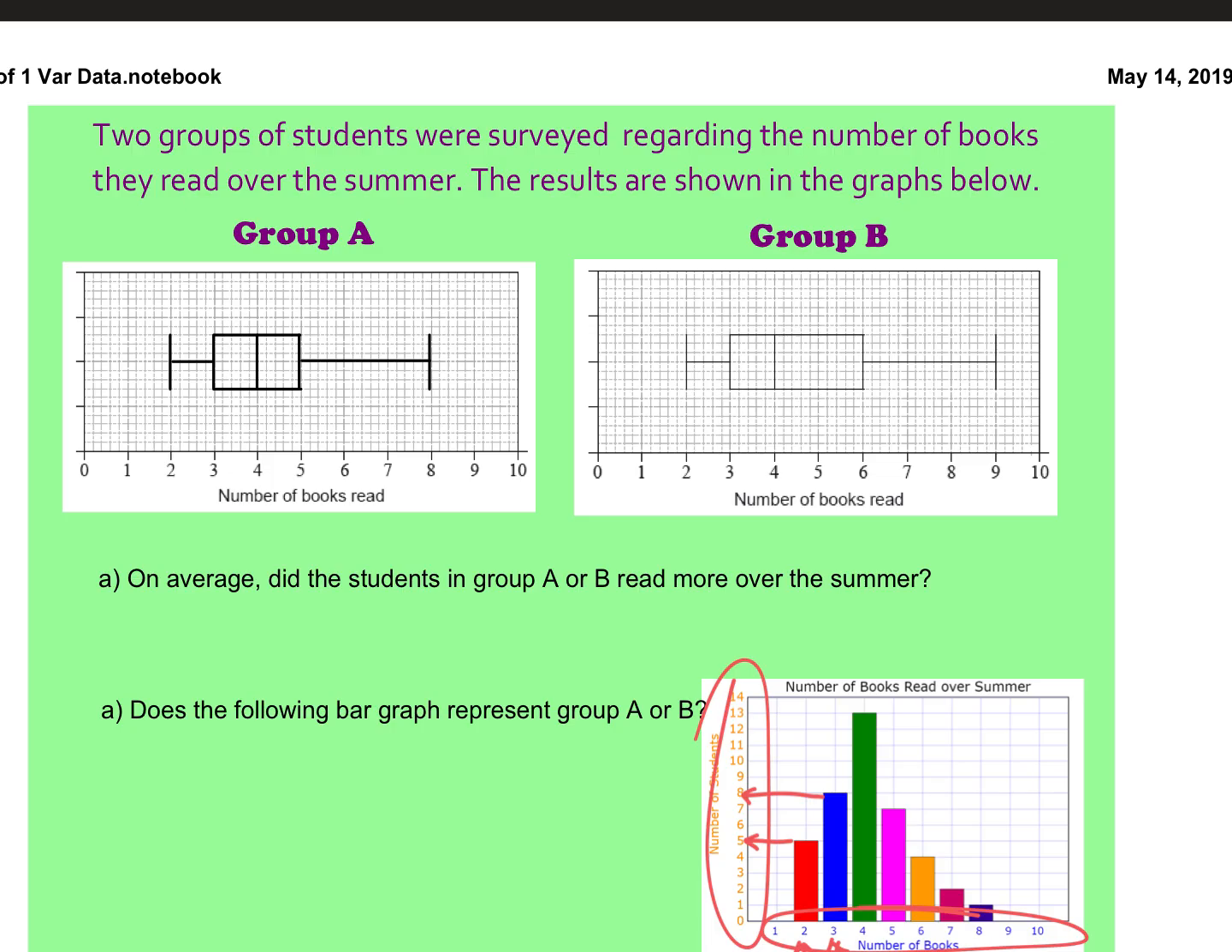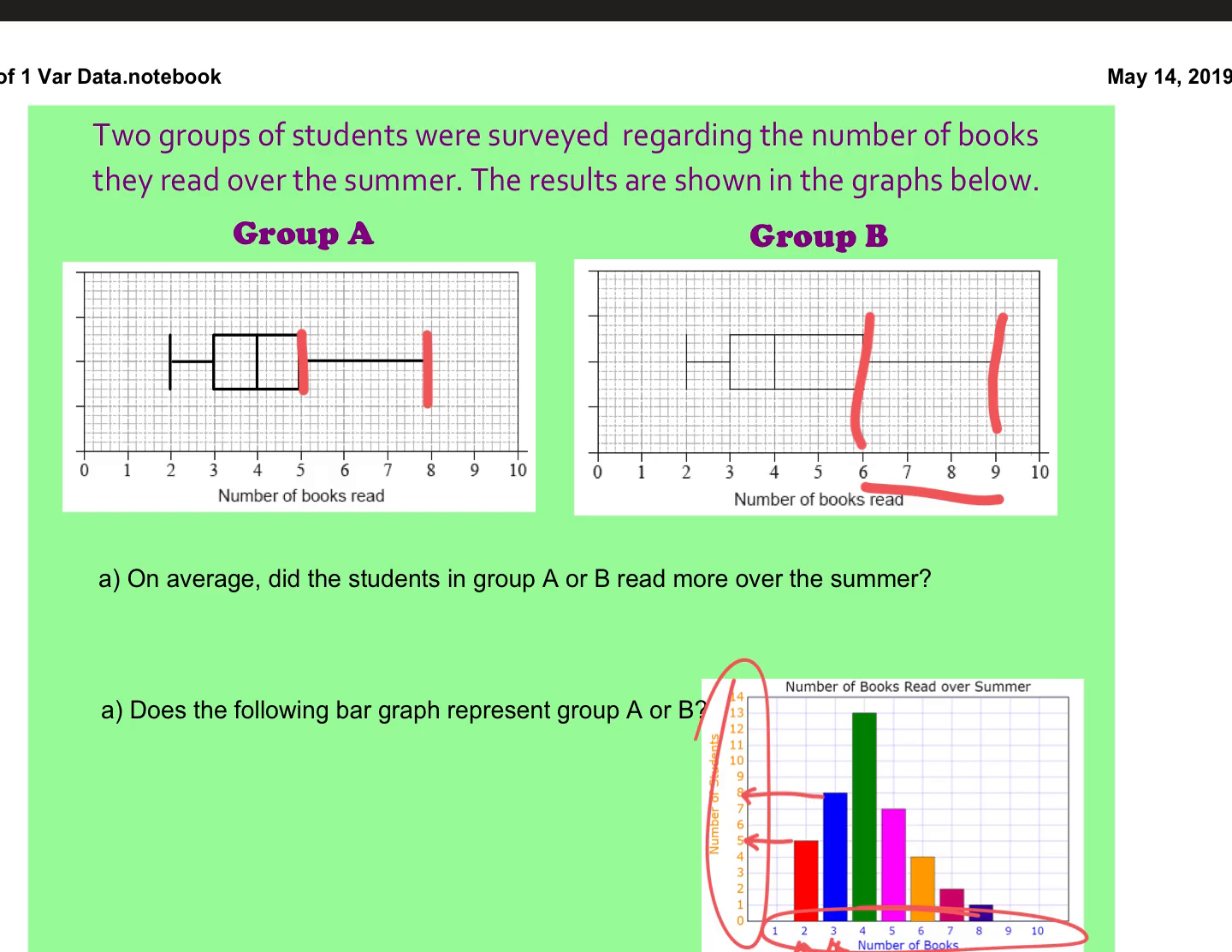Caitlin, can you tell me, Group B definitely read a little bit more than Group A, but where was the big difference? Between Q2 and max. Between Q2 and the max, let's talk about it. Here's Q2 to the max. That's the top 25 percentile, read between 6 and 9. And here they read between 5 and 8. That is more books for that top group.